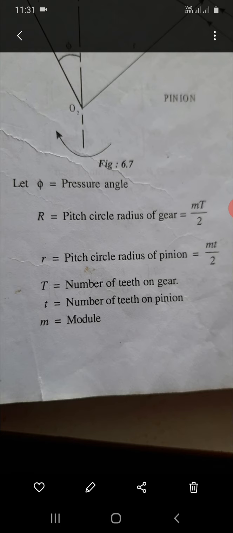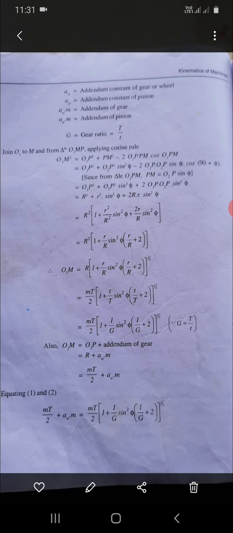So let phi be the pressure angle, R the pitch circle radius of the gear, mT by 2, small r the pitch circle radius of the pinion, mt by 2, T the number of teeth on the gear, small t the number of teeth on the pinion, and m the module. AW is the addendum radius of the gear, AP is the addendum radius of the pinion, AWM is the addendum of the gear, and the gear ratio G is T by t.